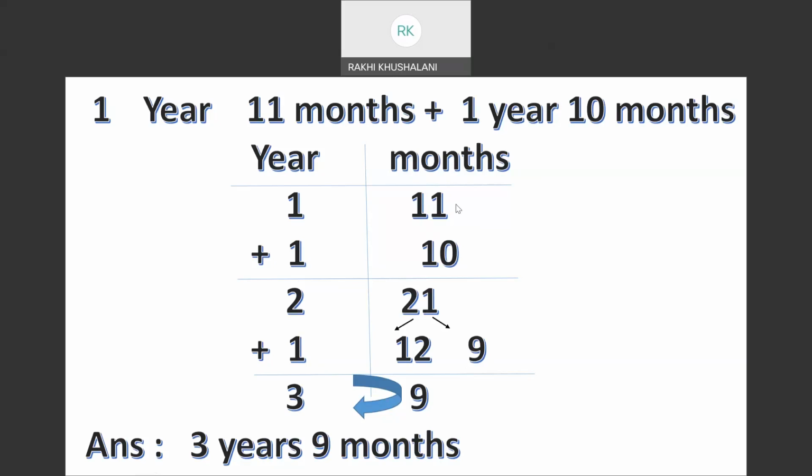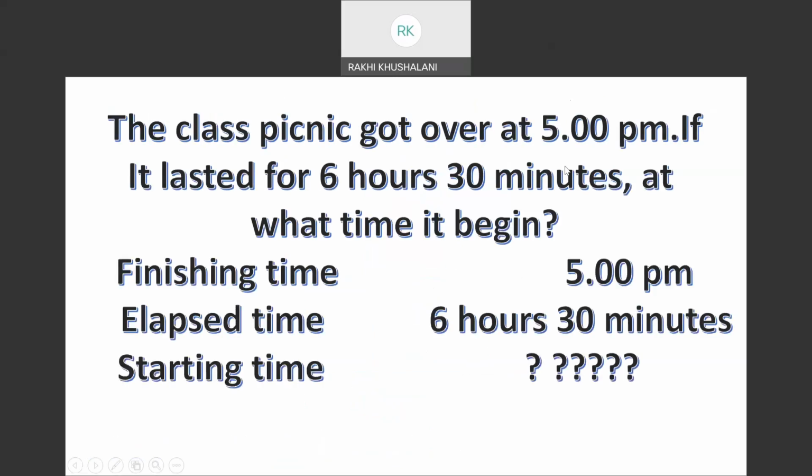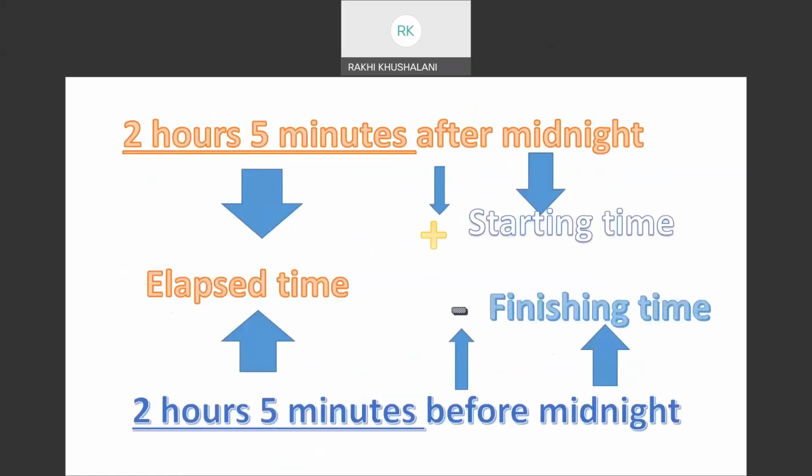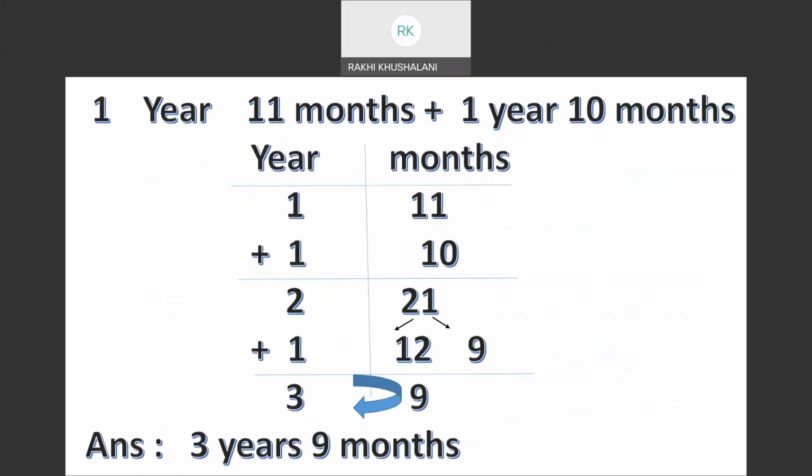The elapsed time, the starting time, and the finishing time. The time between the starting time and the finishing time is called the elapsed time. Depending on what is being asked, if they are asking the starting time, that means you have to do subtraction. If they are asking for the finishing time, that means you have to do the addition. So please, children, do take care of this. And if you do the addition and subtraction in column form, it's always much easier.